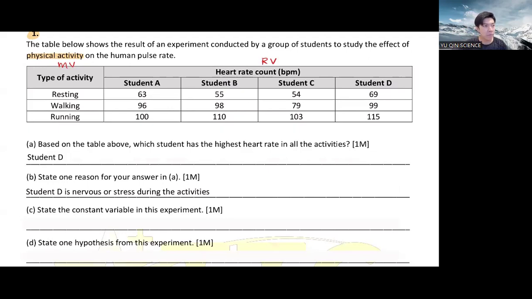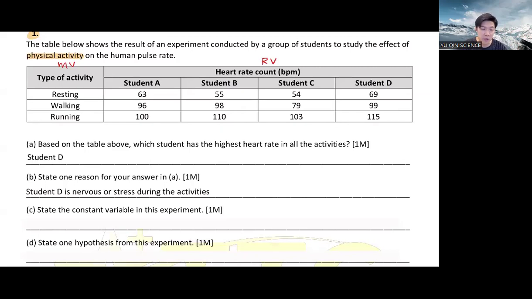Then we have constant variable. So Harish, you were asking what's constant variable. Constant variable means things must be fixed or constant. Things should not change. Sometimes, last time we learned all the variables, we have three variables: constant variable, manipulated variable, and responding variable. Yeah, there are three variables. We had this in Form 1, Form 2, Form 3 also.